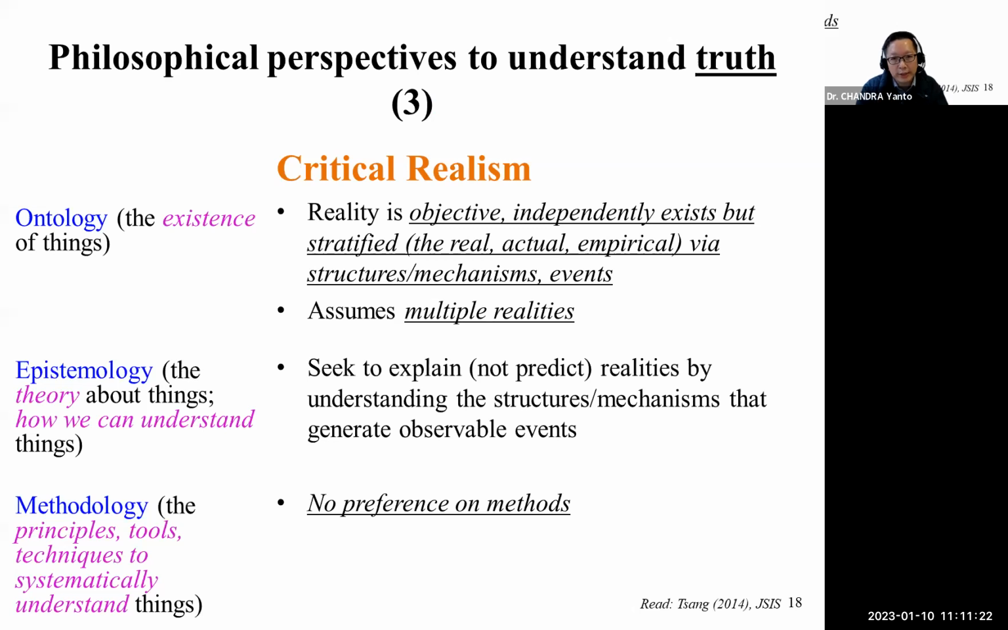The third one is called critical realism. So in critical realism, the reality, there are some parts that are considered objective and real, and there are some parts that depend on what and how we see it. It also assumes there are multiple realities like interpretivism, but it says that the world has different layers or different structures. So in critical realism, they try not to predict, but they only try to explain the reality. They don't say we're trying to predict the reality, we're trying to explain the reality by understanding the different structures and mechanisms, by understanding something that we can observe. And they don't have any particular preference for methods.